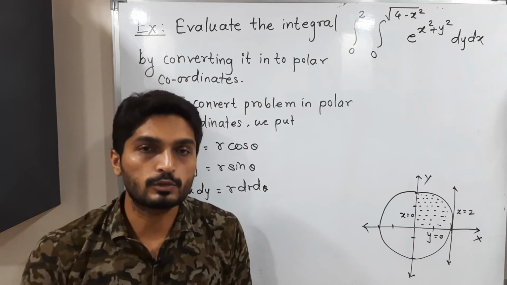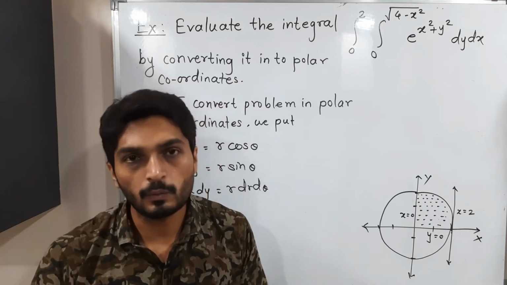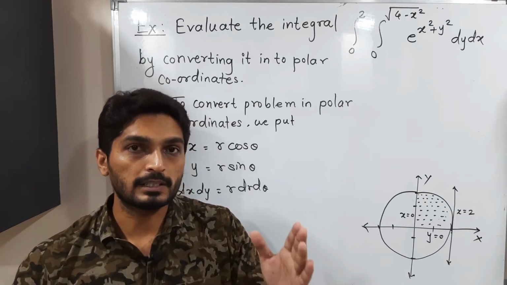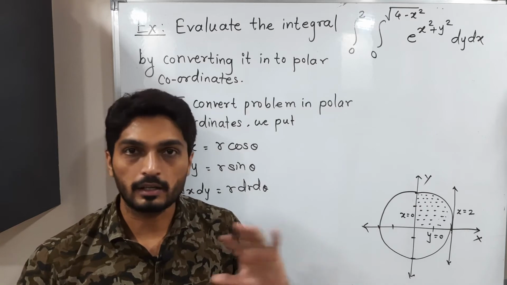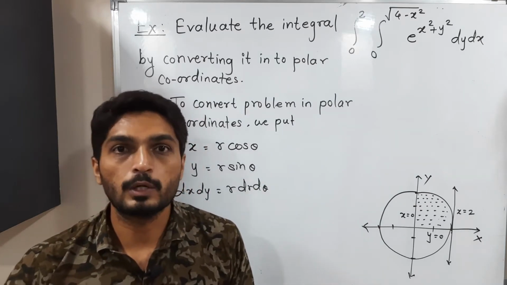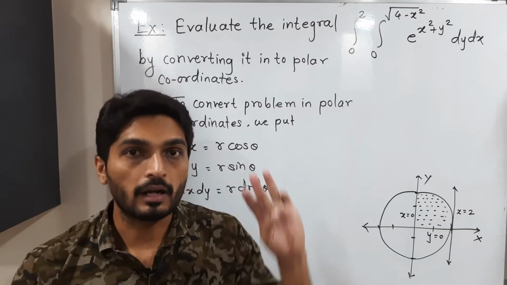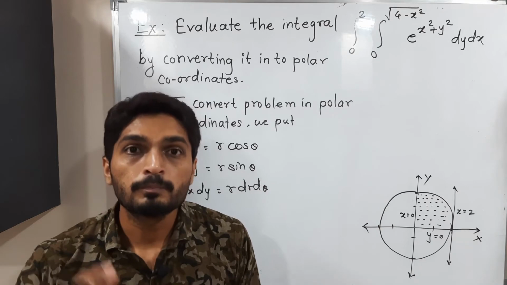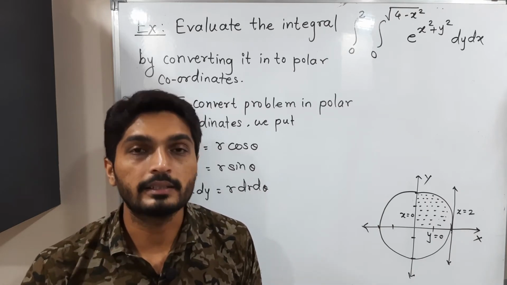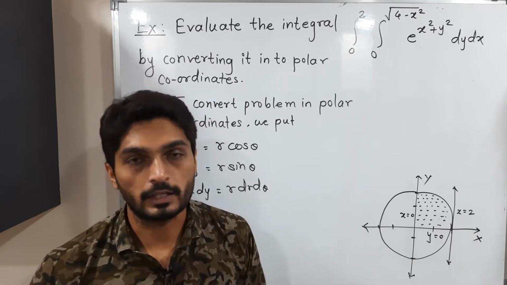Okay, so it is fixed, so please repeat with me so it will be fixed in your mind. x is equal to r cos theta, y is equal to r sin theta, and dx dy is equal to r dr d theta. Understood? Second time, the same, and third time, the same. Okay, so let us continue.